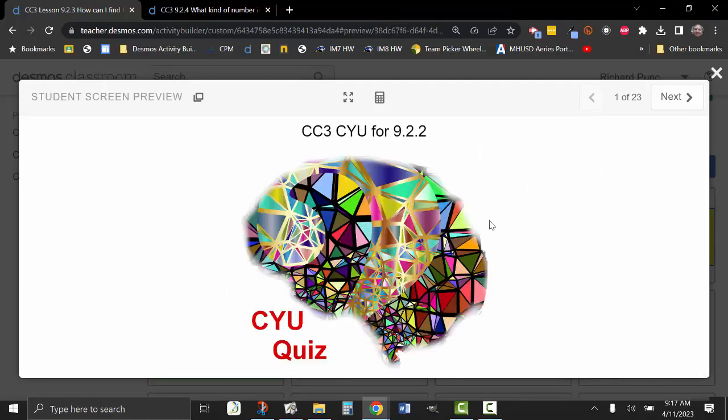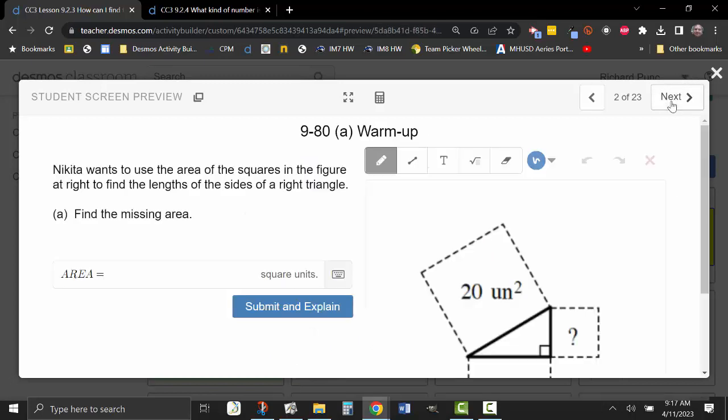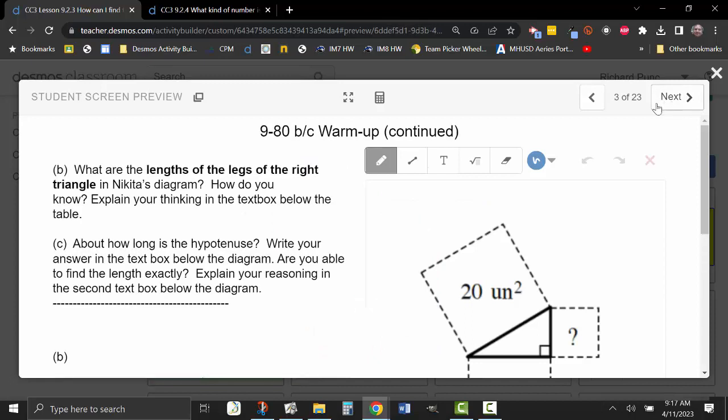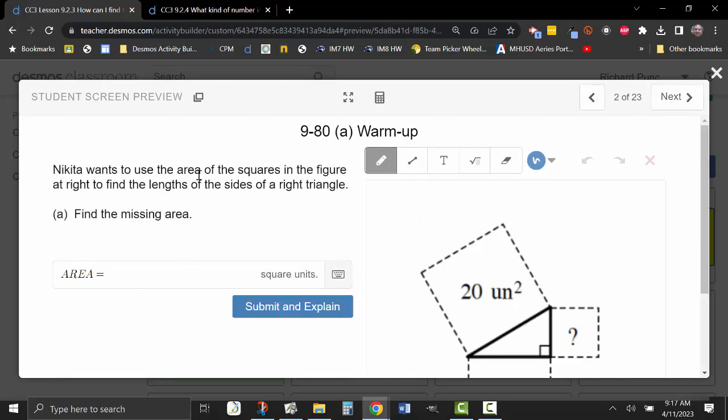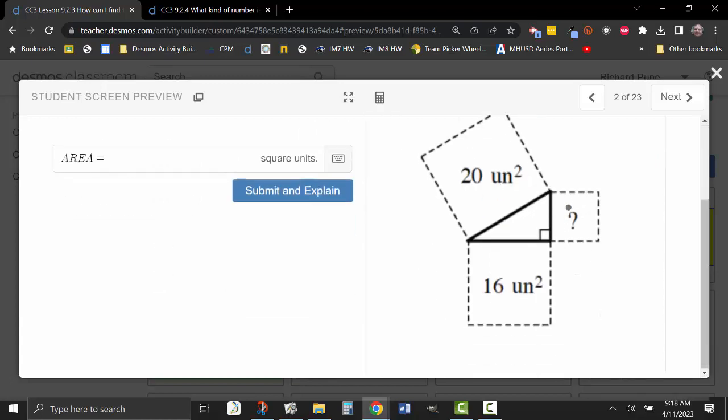I want you to start with your CYU quiz, with the Edge Elastic quiz for 9.2.2, yesterday's homework. And then you can do the warm-up on pages 2 and 3. On page 2 here, Nikita wants to use the area of the squares to find the lengths of the sides of a right triangle. Find the missing area. So you need to tell me how to get that missing area. Based on what we know about the Pythagorean theorem, you should know something about the sum of the squares on the legs and the square on the hypotenuse.